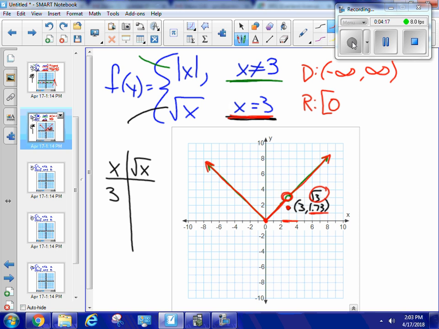So I might think that I'm skipping 3, but don't forget you have this other wing of the absolute value function that's going up, and that does include the y value of 3. So the range on this particular function would be 0 to infinity. I'm not skipping any y values. All the way from 0 up to infinity, every single y value is covered in this function.